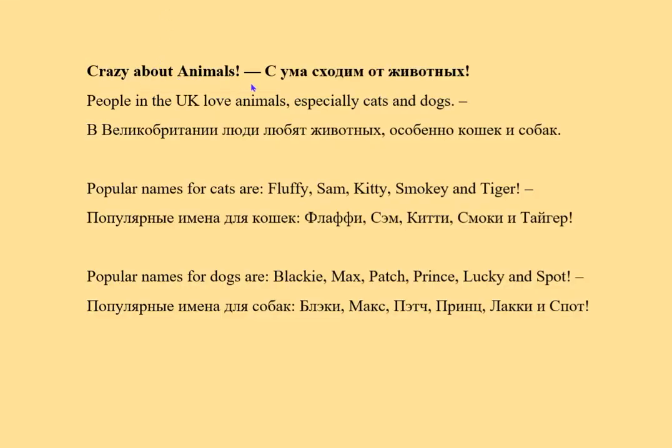Crazy about animals. Repeat once more, please. Read. People in the UK love animals, especially cats and dogs. Popular names for cats are Fluffy, Sam, Kitty, Smokey, and Tiger. Popular names for dogs are Blackie, Max, Patch, Prince, Lucky, and Spot.